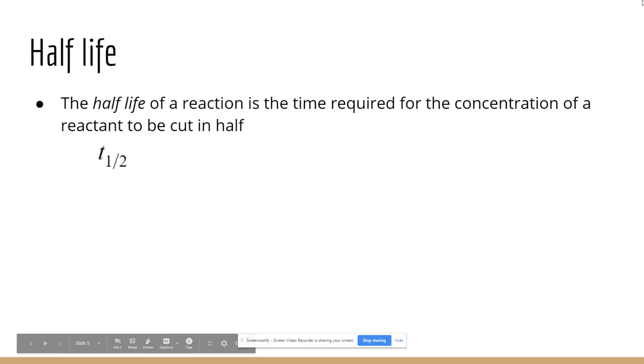So half-life is just the time required for the concentration to be cut in half. And that time will depend on the order of the reaction and other factors as well. We're going to just use the notation T with the subscript 1/2 to discuss half-life.